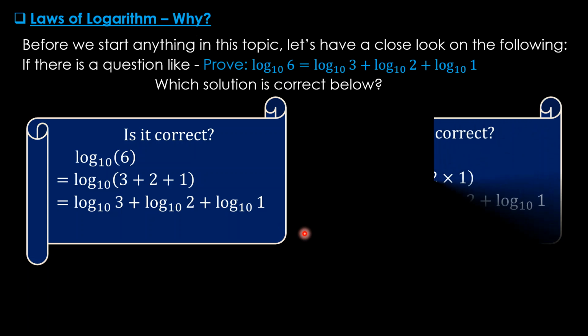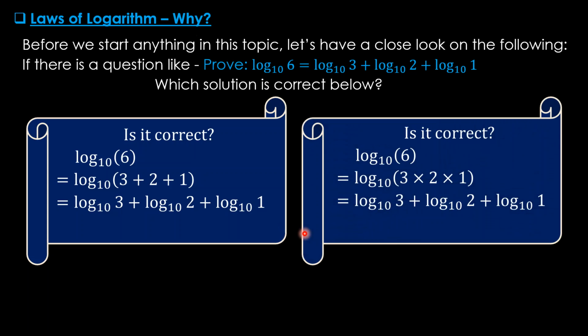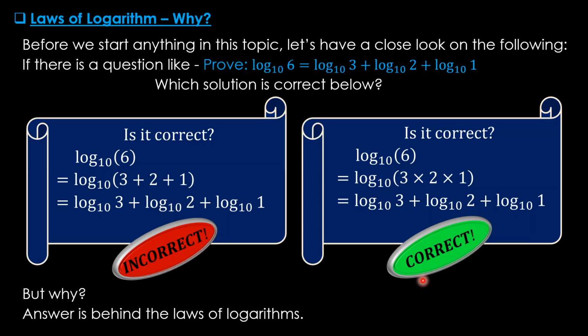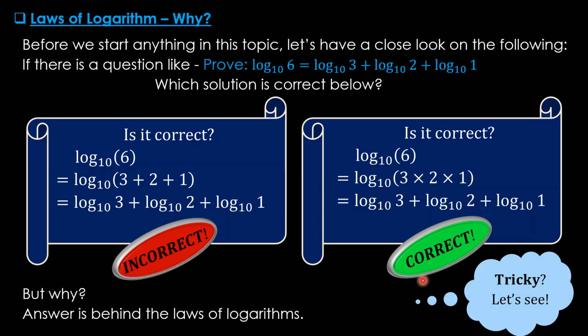There is another solution here. Is it correct? Log 6 to the base 10 equal to, 6 means we know 3 times 2 times 1. So log 3 to the base 10 plus log 2 to the base 10 plus log 1 to the base 10. Now the question is which one is the correct solution here? Let's see. The first one is incorrect and the second one is correct. But why? This answer is behind the laws of logarithms. Is it tricky? Let's see.